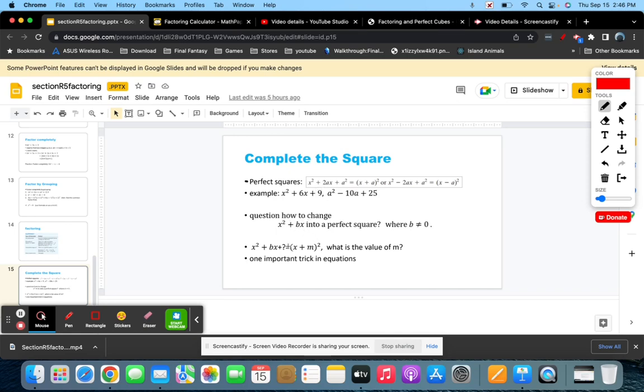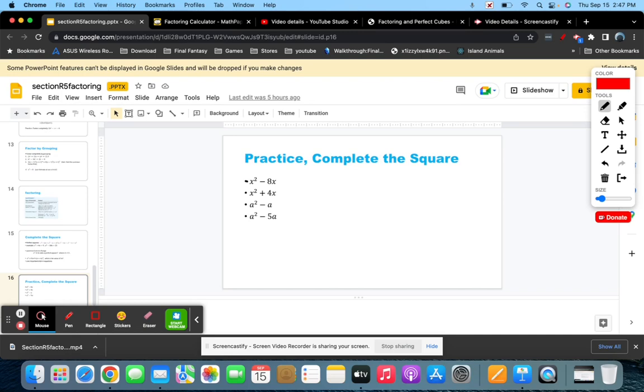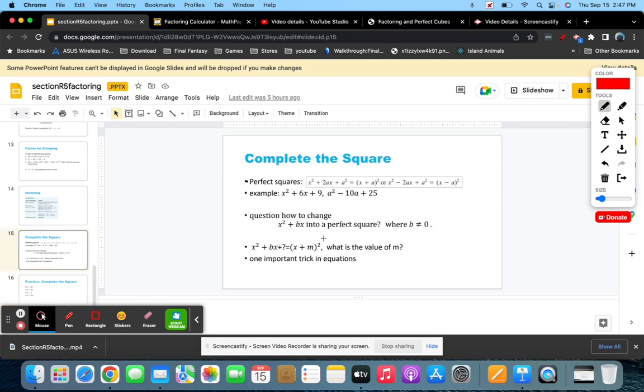Let's see, so how do we change it? All right, so here it is in this little section. What we need to do is take half. Oh, they didn't give me the formula. I'm going to take a minute to remember this.